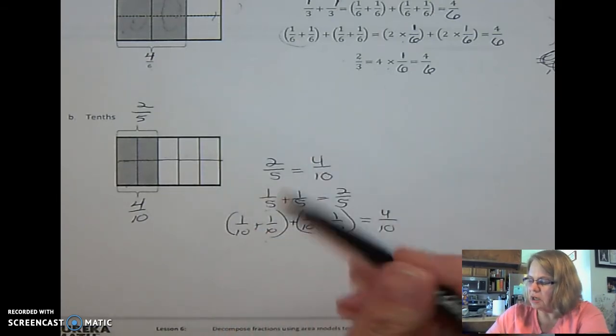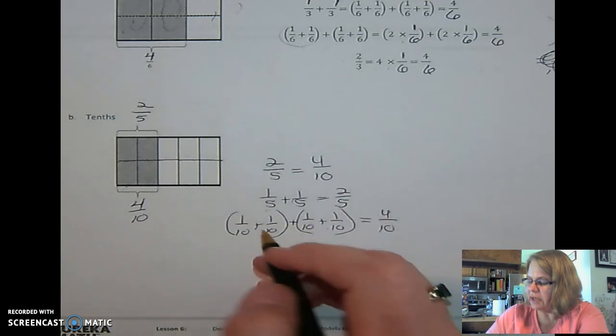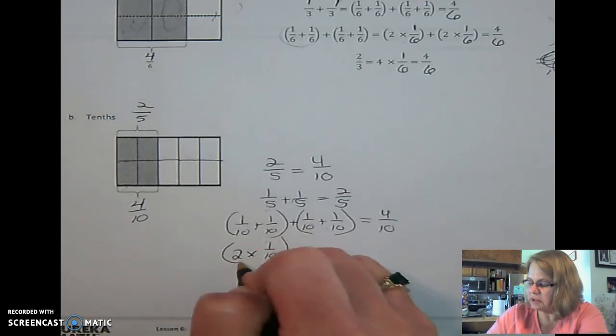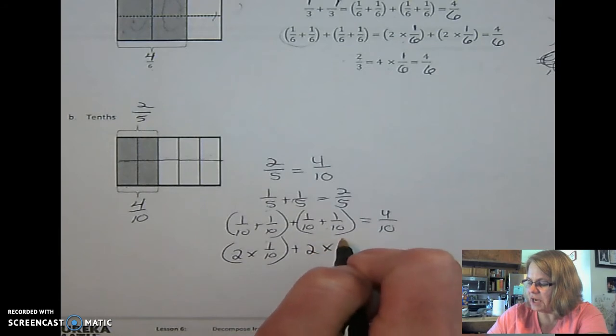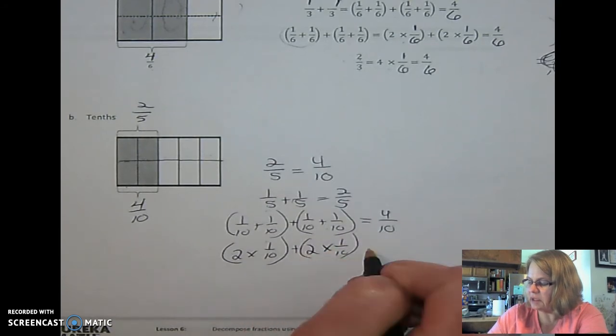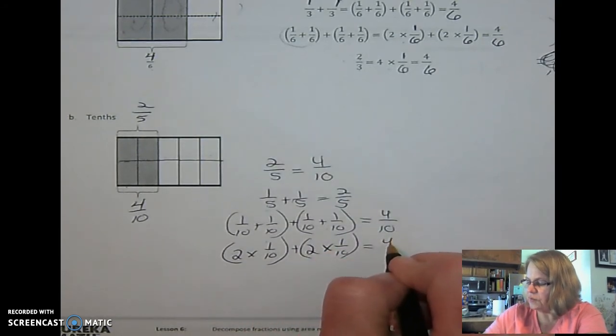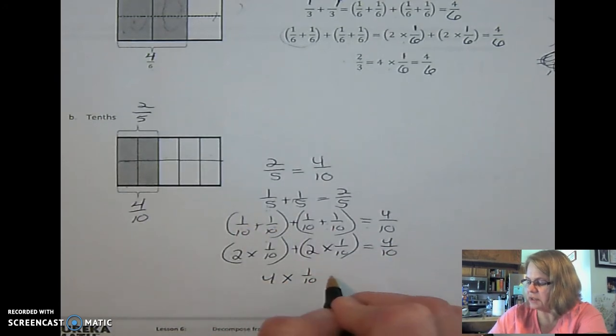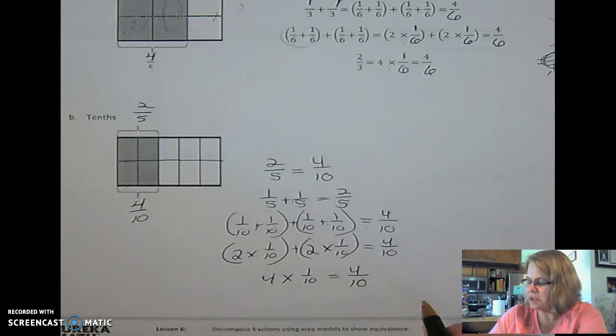So now I can say 2 times 1/10 plus 2 times 1/10 equals 4/10. Or I can combine them all and say 4 times 1/10 equals 4/10.